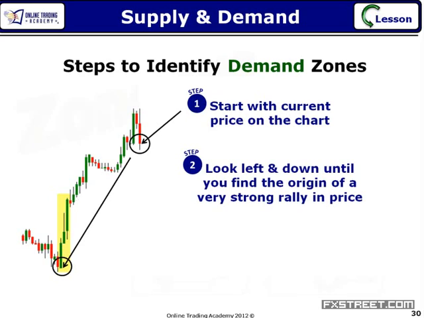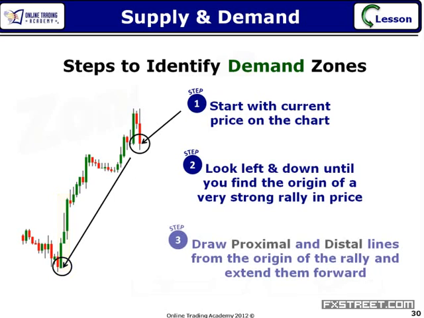So once I've found that demand zone, what I will then do is draw out my proximal and distal lines and extend them forward. This is going to give me the area where I will buy or sell should prices return to that area of demand.